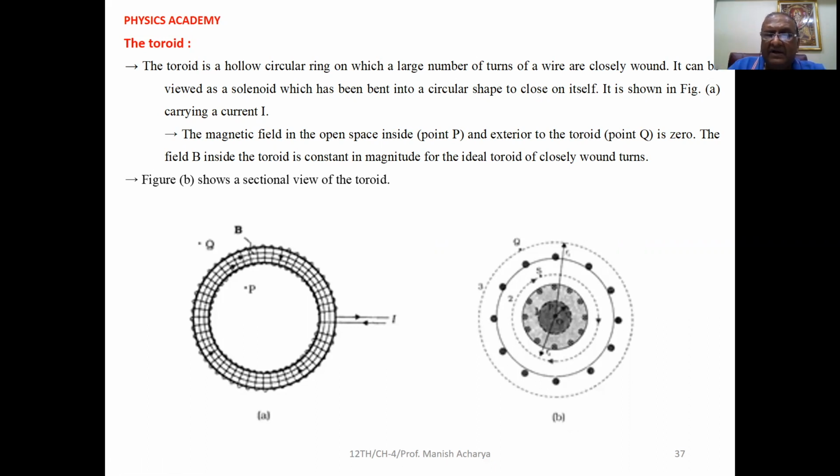But inside the toroid, at any point in the space inside this winding, the magnetic field will be uniform, constant. Now let's derive the equation for this uniform magnetic field in the toroid. Clear?